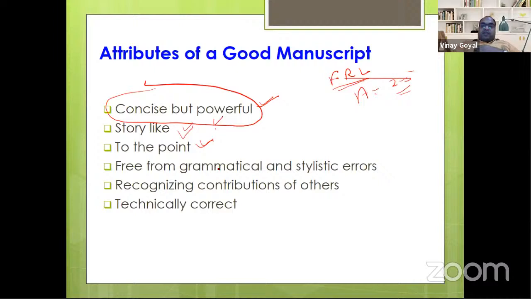It has to be free from grammatical and stylistic errors. You cannot have grammatical errors. You cannot have stylistic errors. Stylistic errors mostly come in references, graphs, charts. Every journal or every publication has its own style of graphs and charts. Some say show everything at the end. All graphs and charts should come at the end and reference has to be given in the text.